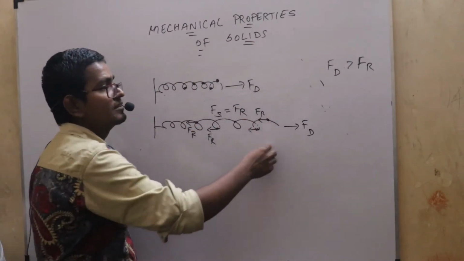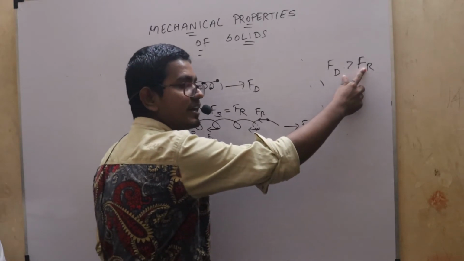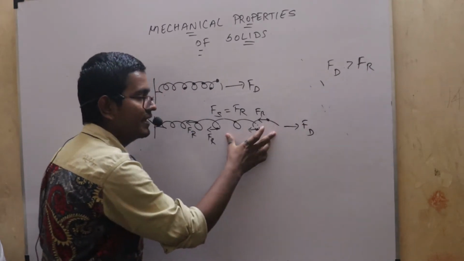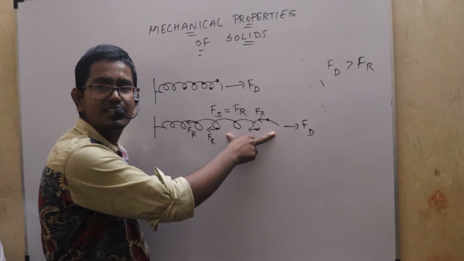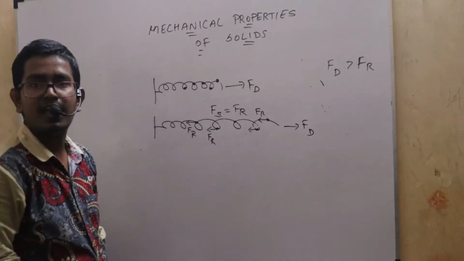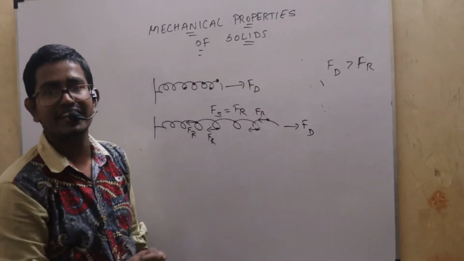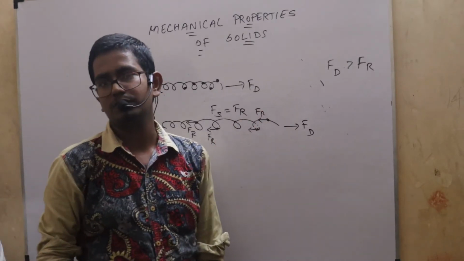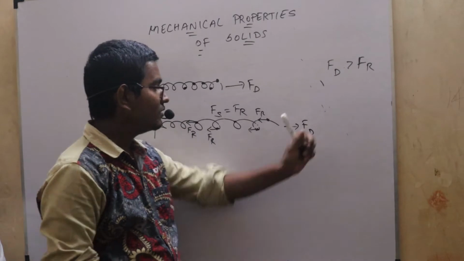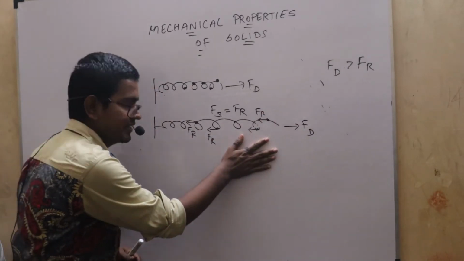So here, the deforming force is going to be greater than the restoring force. That is why the spring is changing its size. You can see the change in the size. And you can see the restoring force always acts opposite to the direction of the deforming force. So, these are the two things you learnt here.